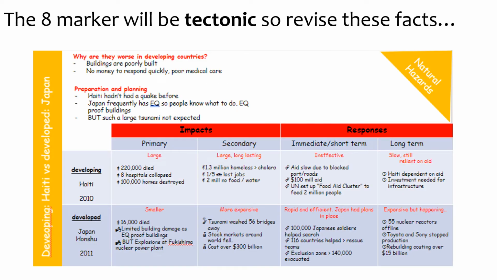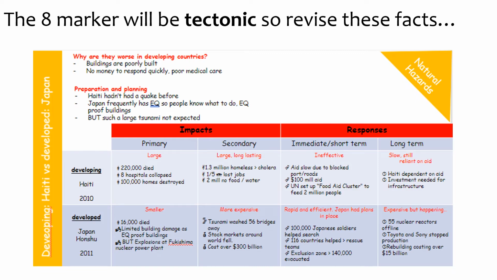Okay, so I've told you that the 8 marker will be tectonic. These are the facts you need to revise. Basically, if you revise this whole page here, you have all of that in your head, then you're going to absolutely ace this 8 marker. Make sure that you're aware of the difference between primary and secondary impacts. So remember, primary impacts is what happens first. Secondary impacts is what happens after as a result of the primary impact.